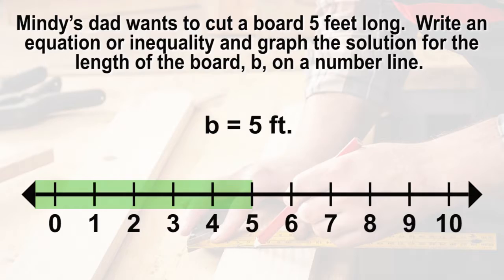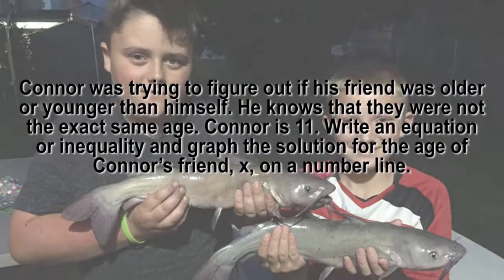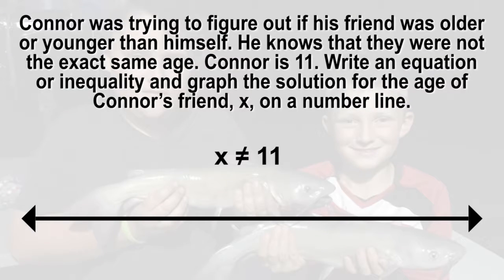Let's look at one more problem. Connor was trying to figure out if his friend was older or younger than himself. He knows that they are not the exact same age. Connor is 11. Write an equation or inequality and graph the solution for the age of Connor's friend, x, on a number line. The inequality for this situation would be written as x is not equal to 11, because Connor knows that his friend is not the same age as he is, 11.